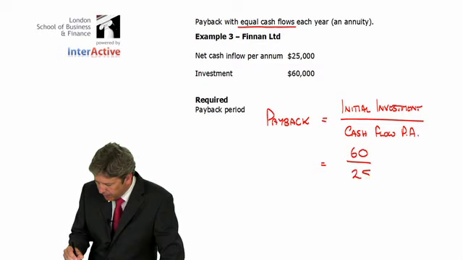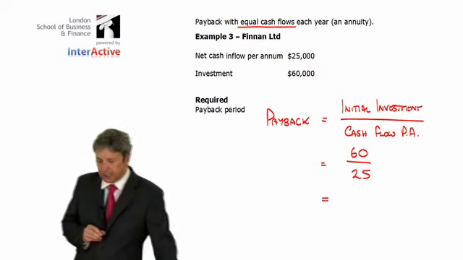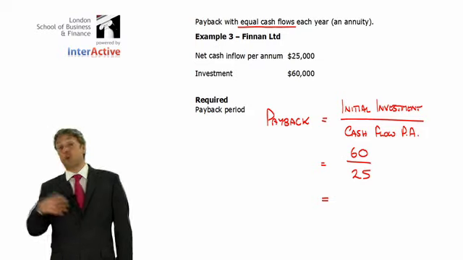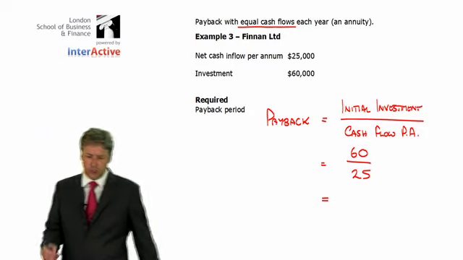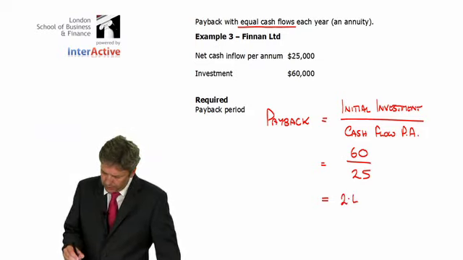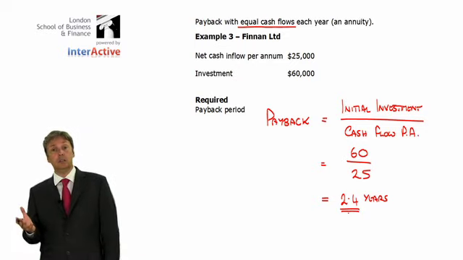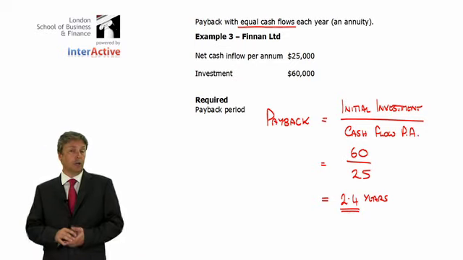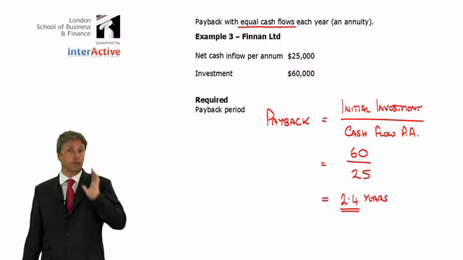So if you wish, what have we got here? 60,000 is the initial investment, 25,000 is the cash flow each year. What we end up with is 2.4 years. Very simple stuff. Is that good? Well, of course we don't know unless we are given some form of target.